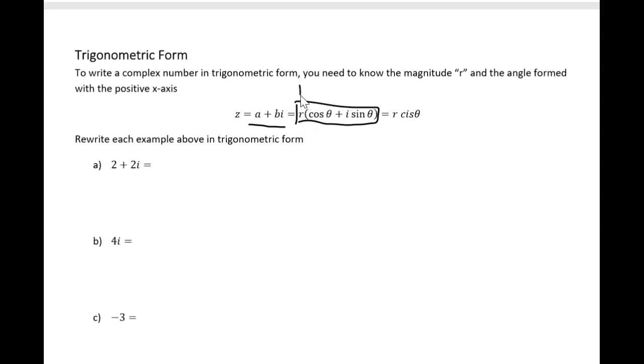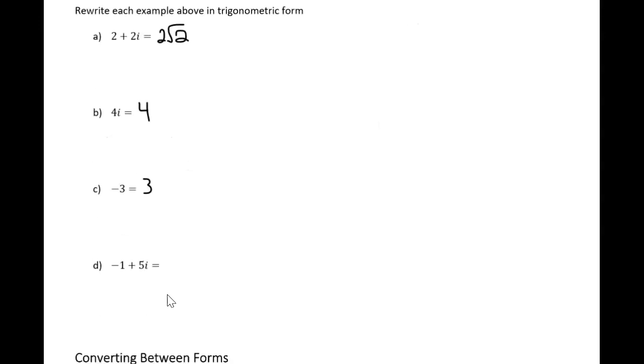That means we need to know what r is. r is the magnitude, and what theta is. Theta is the angle formed by that vector when you draw it on your typical grid. So from the previous examples, this magnitude was 2 radical 2, this magnitude was 4, this magnitude was 3, and this magnitude was the square root of 26.